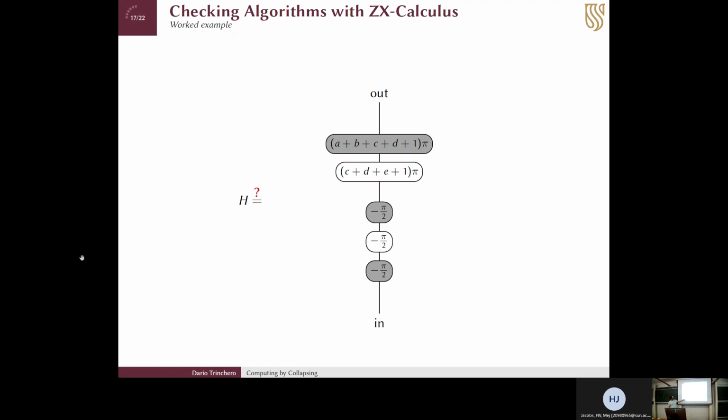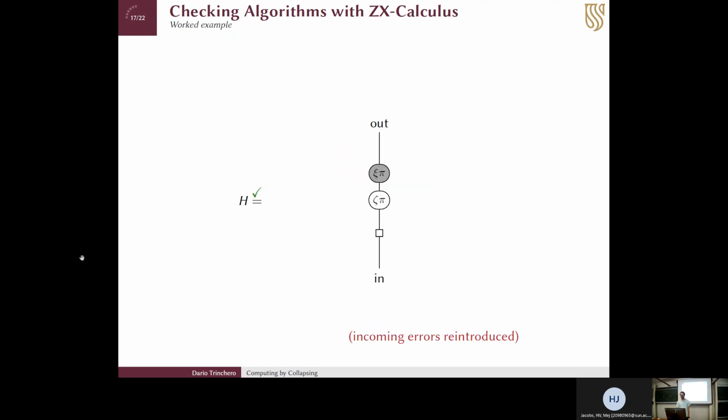What we're left with down here, you probably, hopefully, recognize as a Hadamard. That's how we defined it. What we have up here is outgoing errors. I haven't accounted for the incoming errors yet, but they just moved past the Hadamard. They changed their color because Hadamards change color, and they go join their friends up there. So when we include those, that's what we get. And it worked.